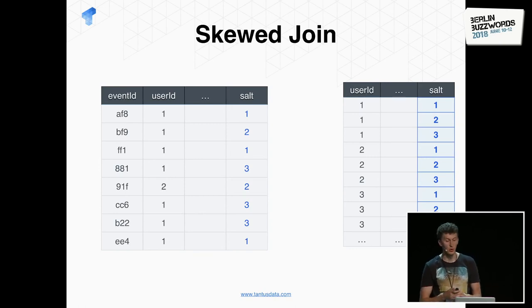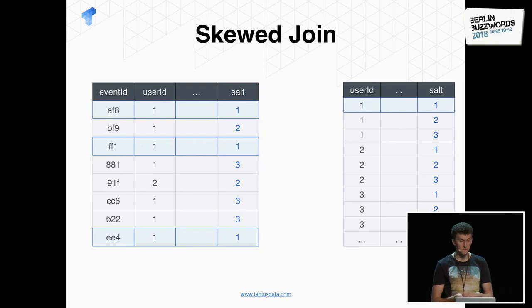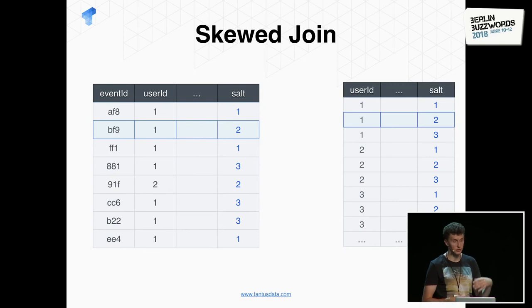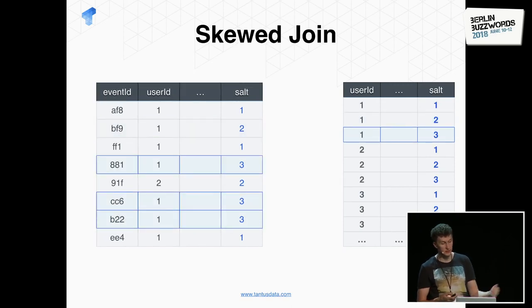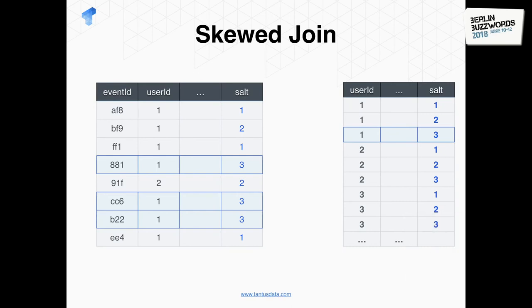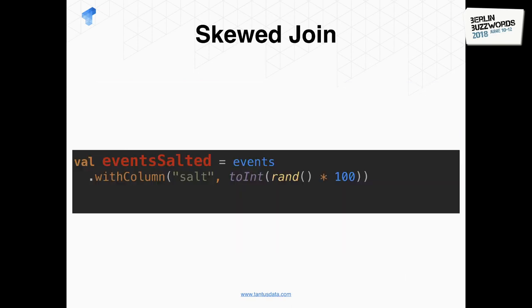And now, when you do the join, you join by not only user ID, but also the salt. So user ID 1, salt 1, goes to one place, salt 2 is going to another task, and salt 3 is going to one more task. So we have split that into 3 buckets. Usually you want to split it into more. So how do you do that?